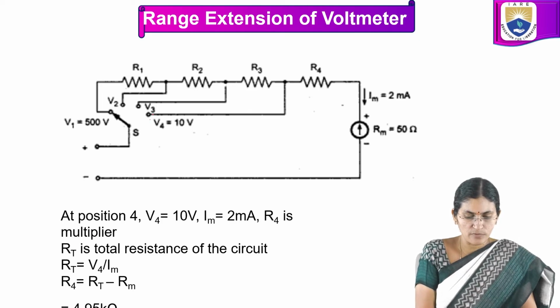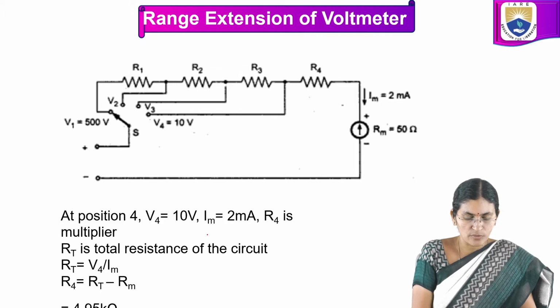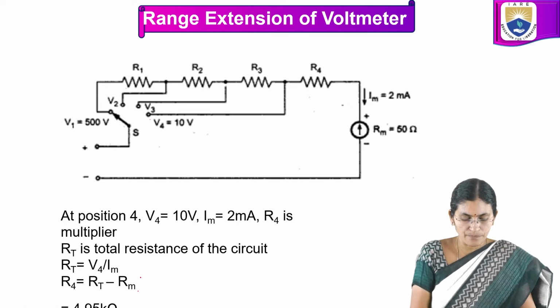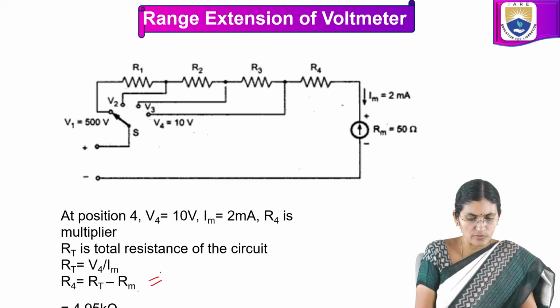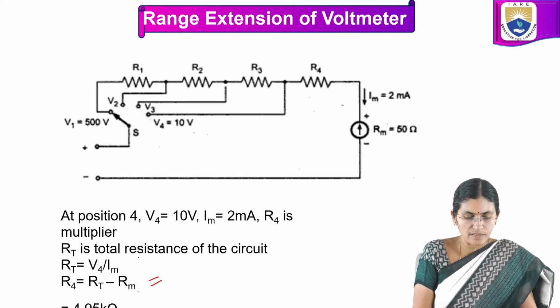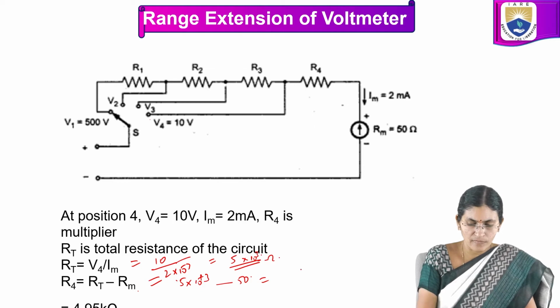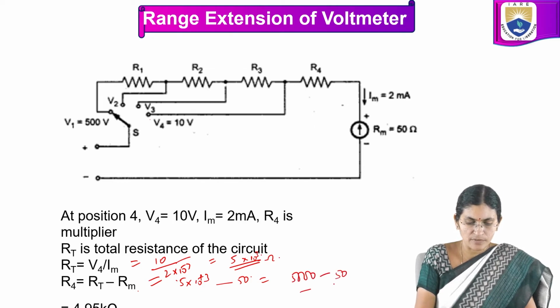So when the switch is at position 4, the total resistance RT can be written so that R4 is equal to RT minus Rm. If we solve for this, RT is equal to V4 by Im. The V4 value we have is 10, divided by Im which is 2 into 10 power minus 3. So this is 5 into 10 power 3 ohms. So this is the total resistance, 5 into 10 power 3 minus Rm, which is 50. So this is 5000 minus 50. So this is R4.